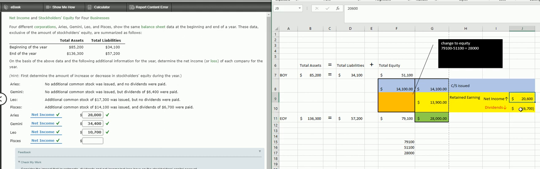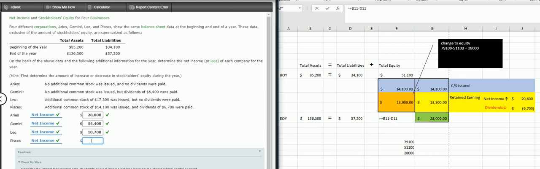because if this is the amount of income and this is the amount of dividends, these two together would result in an increase to retained earnings of 13,900, and that would explain, again, when I plug in here 13,900, why beginning balance plus investment plus retained earnings gives you the ending balance. So again, let me make sure that the answer is correct. Income had to be 20,600, and I will check my work, and it's perfect.